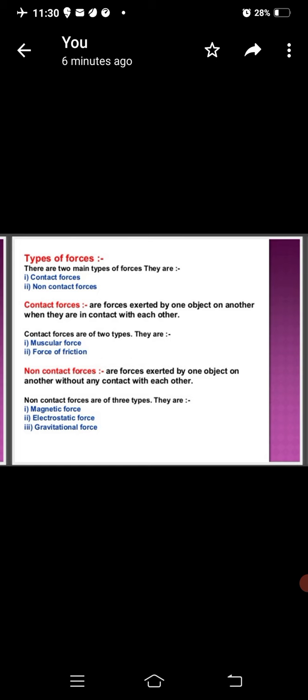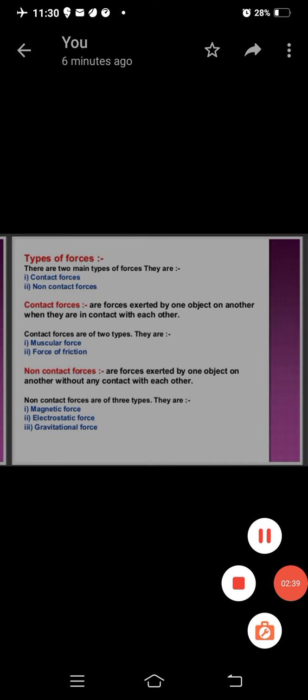The force which opposes the motion of an object is called friction. Friction is also a contact force. When two bodies are in direct contact with each other, then this force comes into effect. Without this friction, we would not be able to walk. Because of this friction only, we are able to move on the floor.